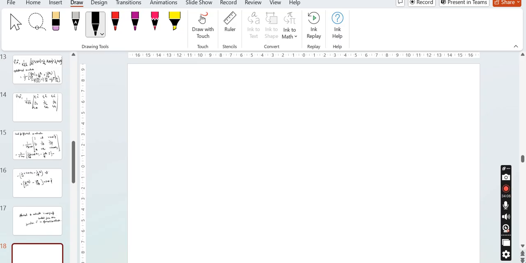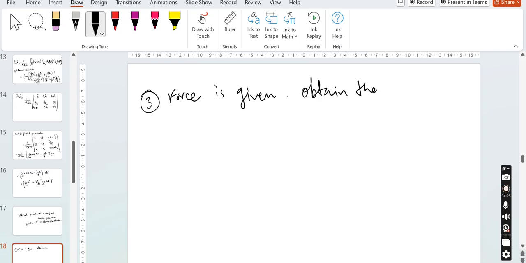Now let us move on to another type of problem, where the force is given and we need to find the potential.